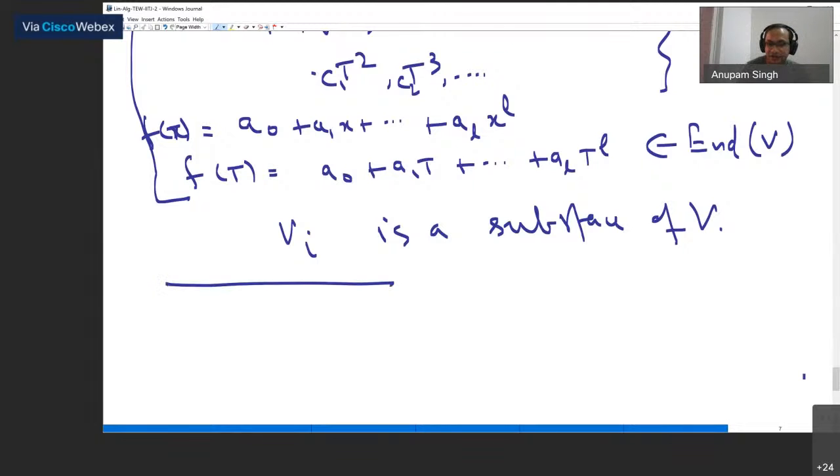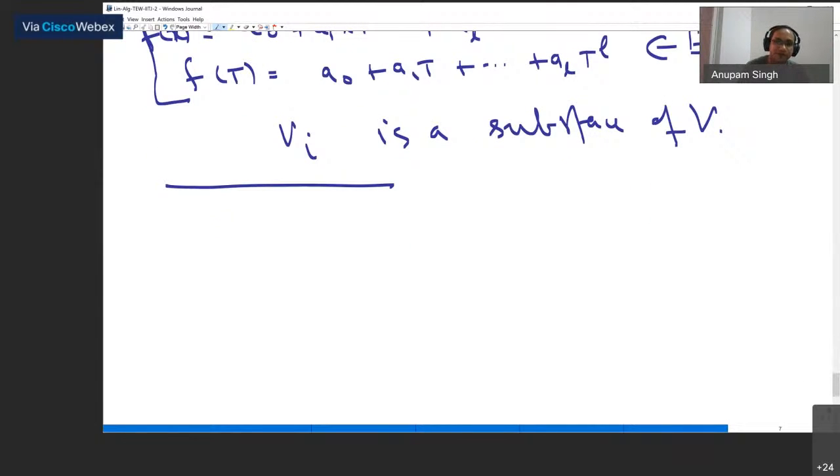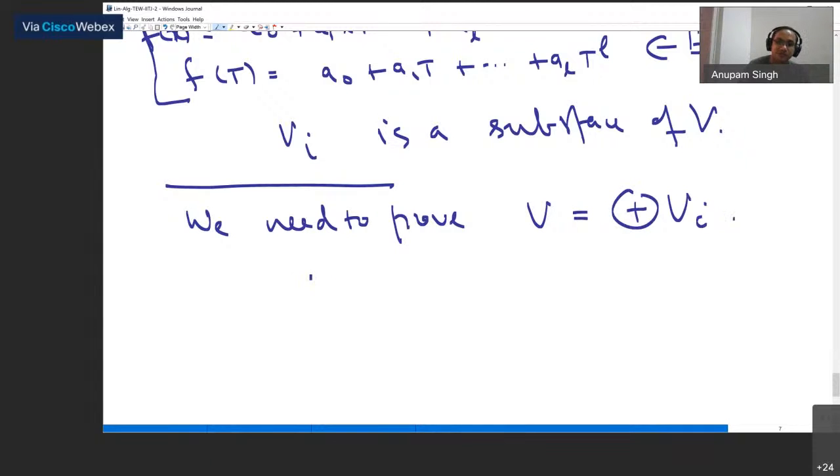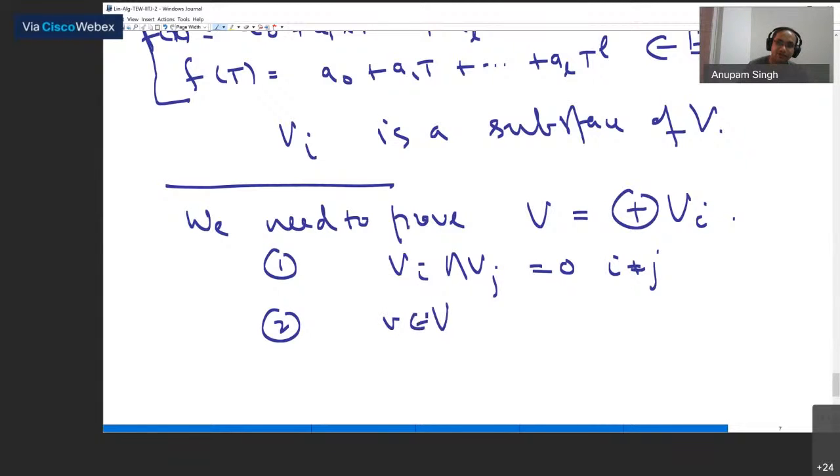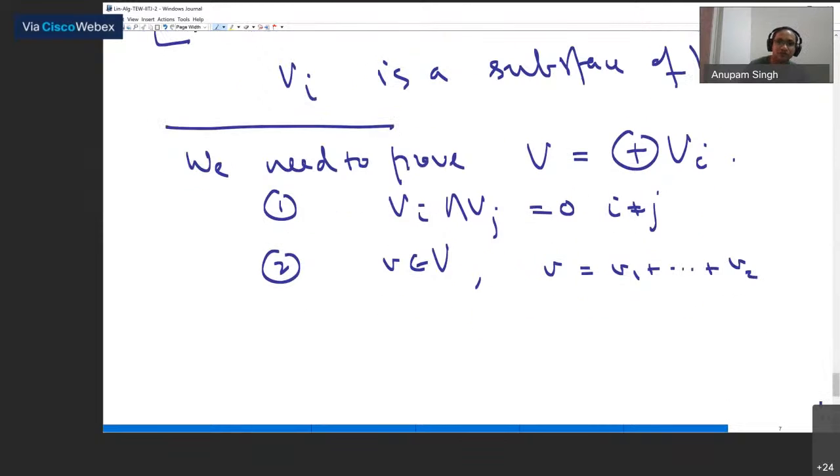So here is the interesting part which I wanted to explain to you. We need to prove V is the direct sum of Vi. For this, we need to prove two things. One, Vi intersection Vj is zero if i is not equal to j. Second, that if I take any vector v in V, then v can be written as v1 plus v2 plus up to vr. So these two things I have to prove. This is the question mark.